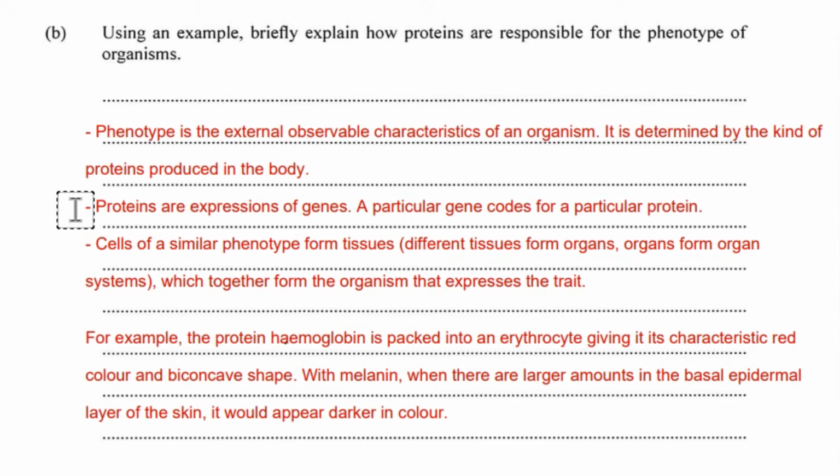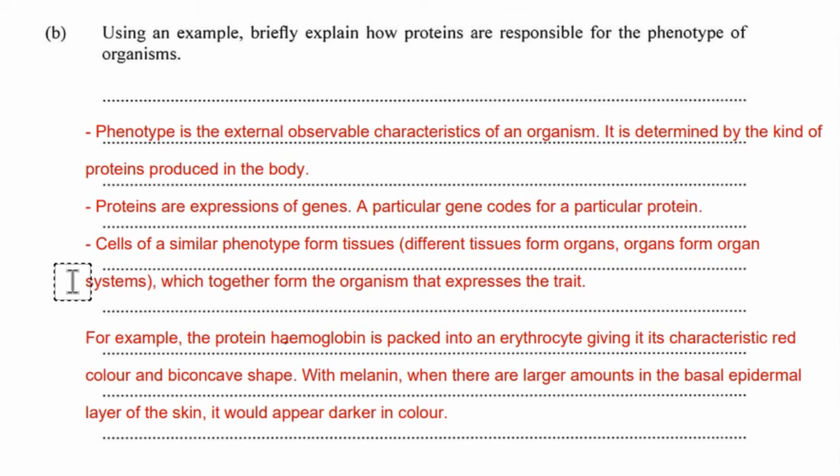So proteins are expressions of genes. A particular gene codes for a particular protein. You'd have a particular gene that would code for collagen, one that would code for keratin, one that would code for particular enzymes like amylase and pepsin and renin. Cells of a similar phenotype would form tissues. And of course, different tissues form organs. Organs form organ systems. And together, that forms an organism.